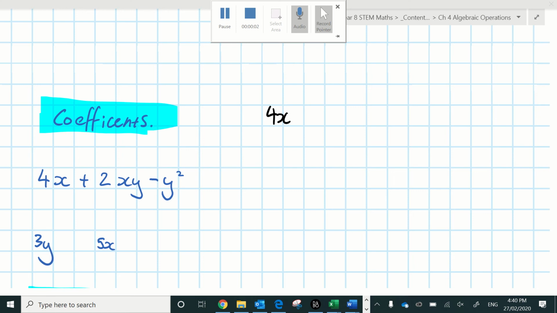Welcome to a quick video about the language of algebra. So today we'll cover coefficients, like terms, expressions, and equations. So to start, we'll start with a coefficient.